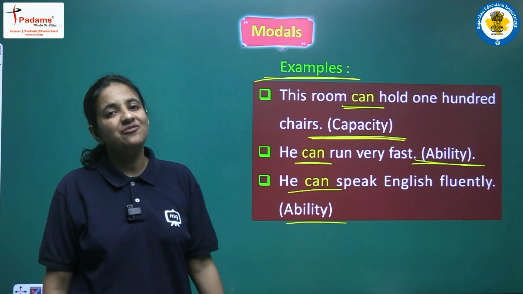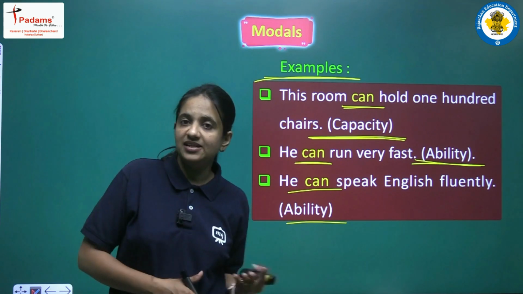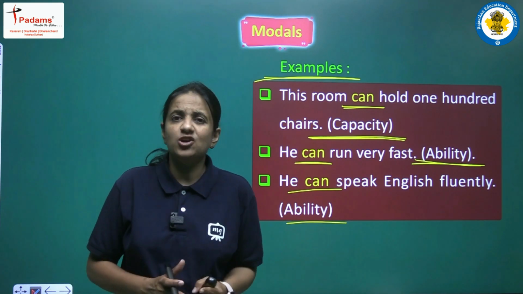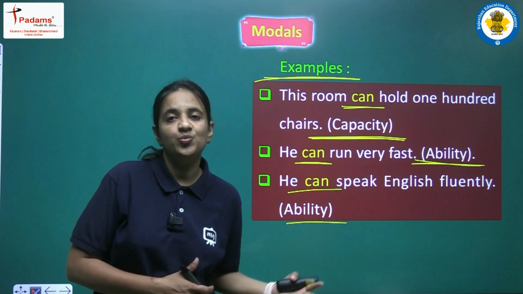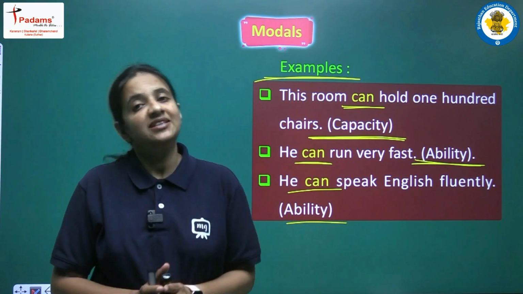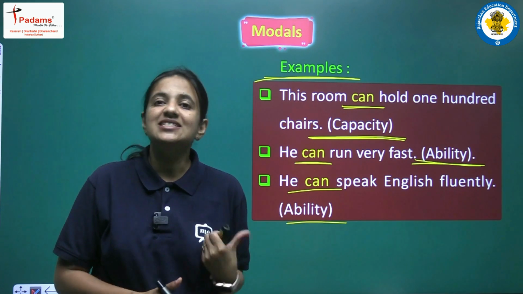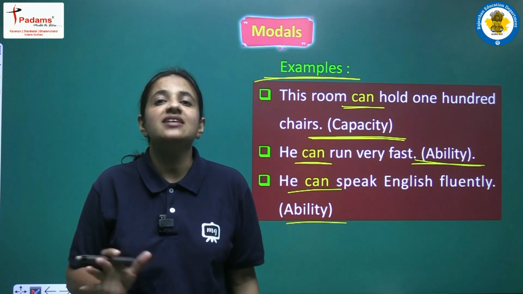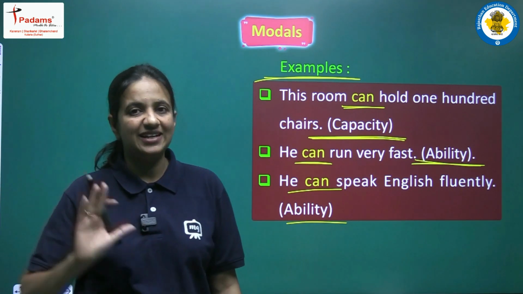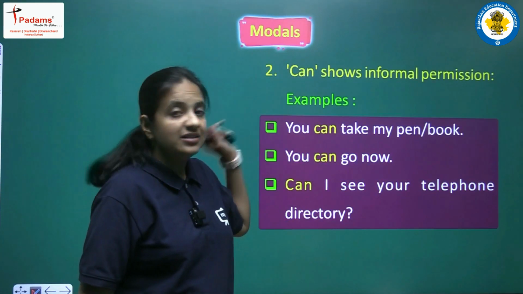So whenever we are showing someone's ability, capacity, capability, or we can say potential, power, skill, and all these things are there in the present time, then we can use this modal, that is can. Okay, so this is the first use that is associated with this modal, that is can. Now we are having the second use.